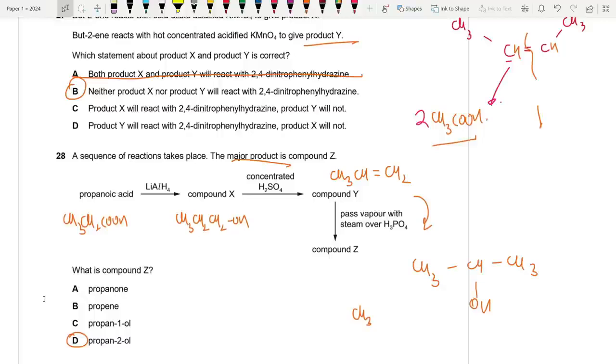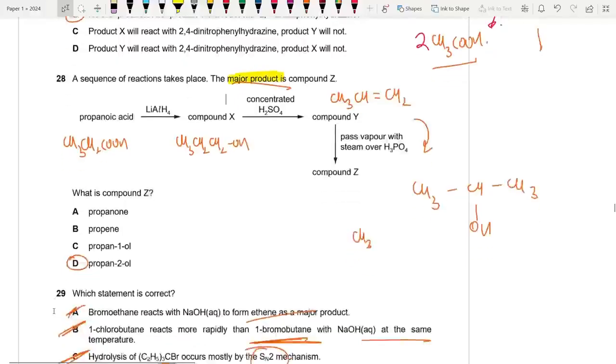And then when we pass steam, H2O gas, with H3PO4, phosphoric acid, we actually end up with an alcohol. The OH group will attach to the carbon which has more alkyl groups. So it will prefer carbon 2 compared to carbon 1, because it will form a more stable carbocation as an intermediate. It forms a secondary carbocation compared to the primary carbocation that is formed if we got propan-1-ol instead. So propan-2-ol is the major product. They said major product clearly. If they said minor product, the answer should have been propan-1-ol.